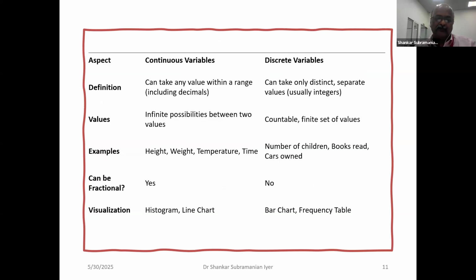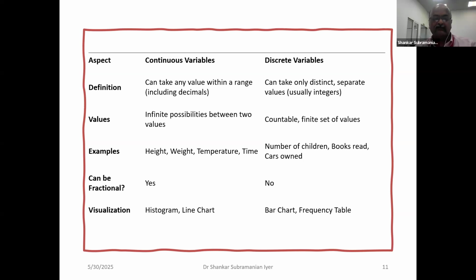Then, continuous variables versus discrete variables. I would like to give you some examples. Continuous variables can take any value within a range, like the height of a person, let's say from 100 centimeters to 200 centimeters. Anything can be in a range. Discrete variables can take only separate values, usually integers. That's the difference.